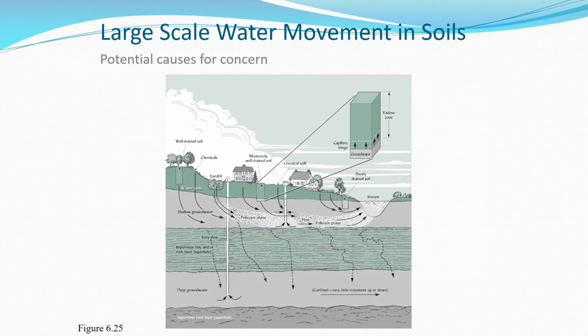There's also large-scale water movement in soils that are potential causes for concern, especially because this could result in pollution plumes getting into our groundwater. This is especially concerning where we have old abandoned wells, chemical spills, landfills without proper lining, chemicals applied to the surface without professional experience, and poorly drained soils near stream beds.